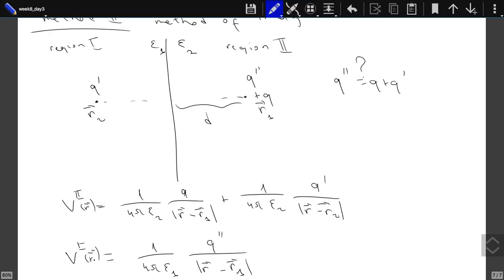Yes. You see, the idea here is image charges do not exist. The only thing that exists are the bound charges at the interface. And the claim is that the bound charges on the interface are such that they behave as if there is a point charge on the other side at a distance d.